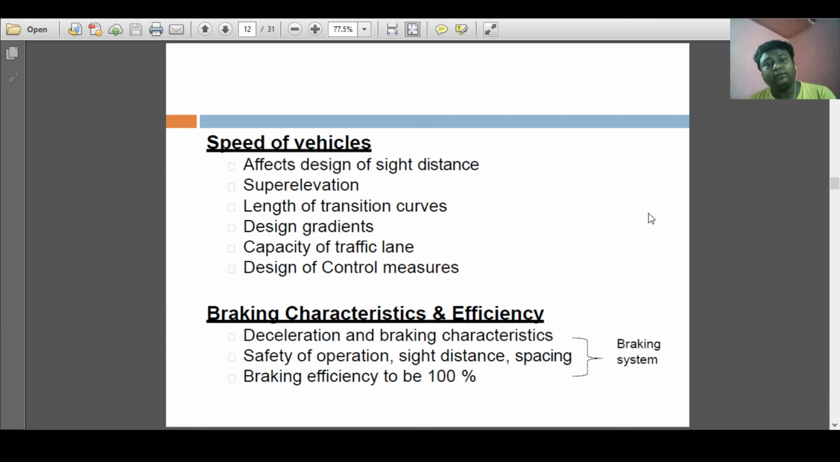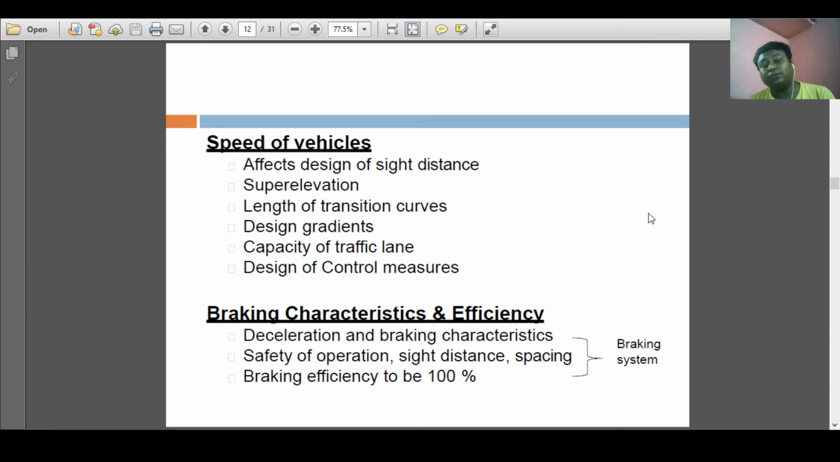What will be the length of the transition curve? Based on this length of the transition curve, we need to provide the speed, and based on that speed, we have to calculate the length of the transition curve. Then the design gradient, then capacity. Speed will always depend on the capacity. The relation between the speed and capacity is very effective to each other.